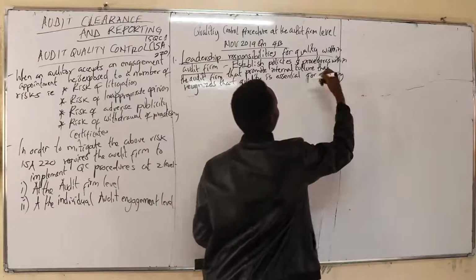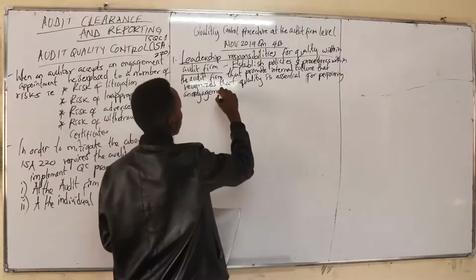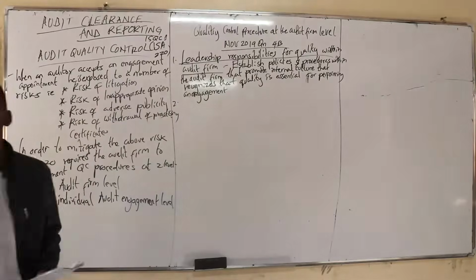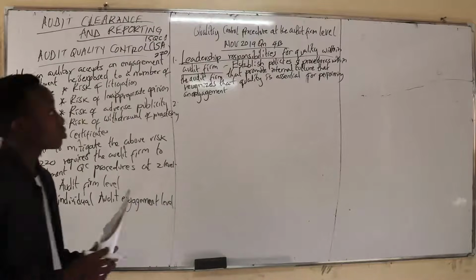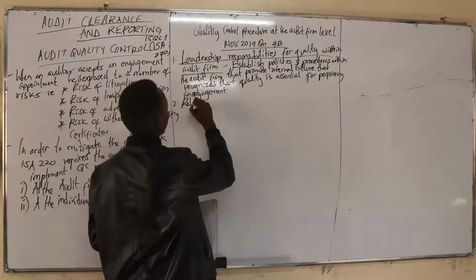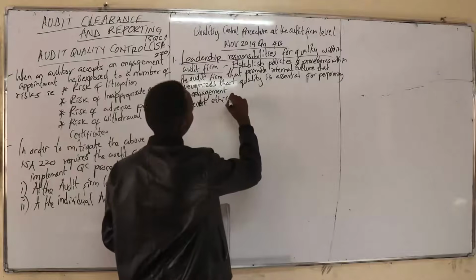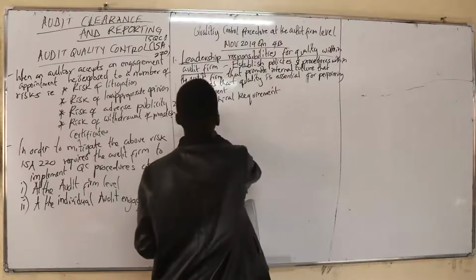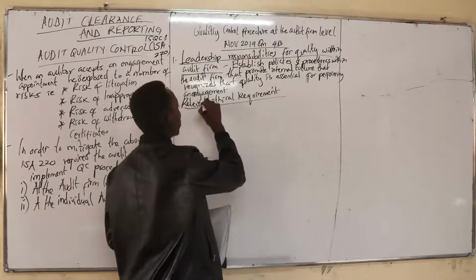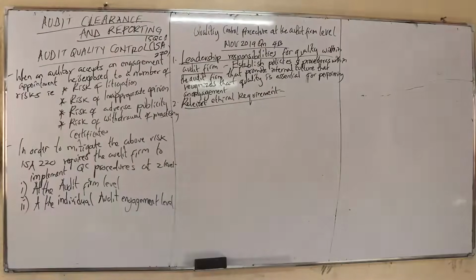Performing an engagement. So this is on the basis of the leadership responsibilities in the firm. And then another thing that you could add there also is that it should state the relevant ethical requirements. Relevant ethical requirements should be clearly stated. This is whereby the audit firm should come up with procedures that ensure that all the staff in the organization know the relevant ethical requirements.